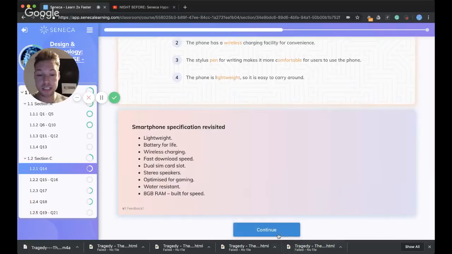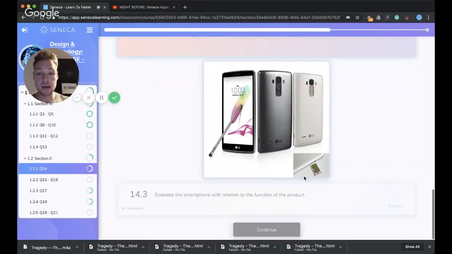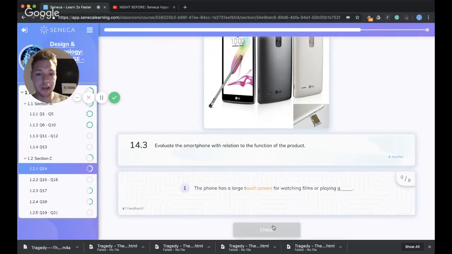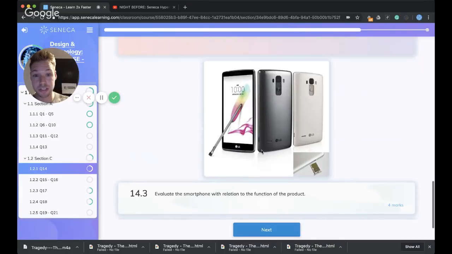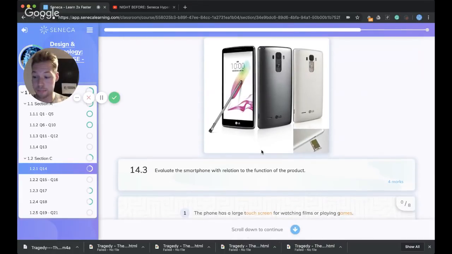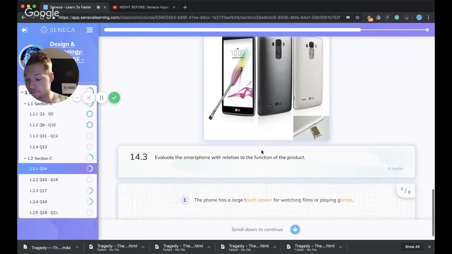So we've got that specification coming up again because we've got another question, and then we want to evaluate the smartphone with relation to the function of the product. And this is the exact format of questions you're going to get in your exam, and it'll be on a similar product. So you already know what you're going to expect. So the product has a large touchscreen for watching films or playing games, so that's really good because we know it's optimized for gaming. So having a big screen is good for the phone.